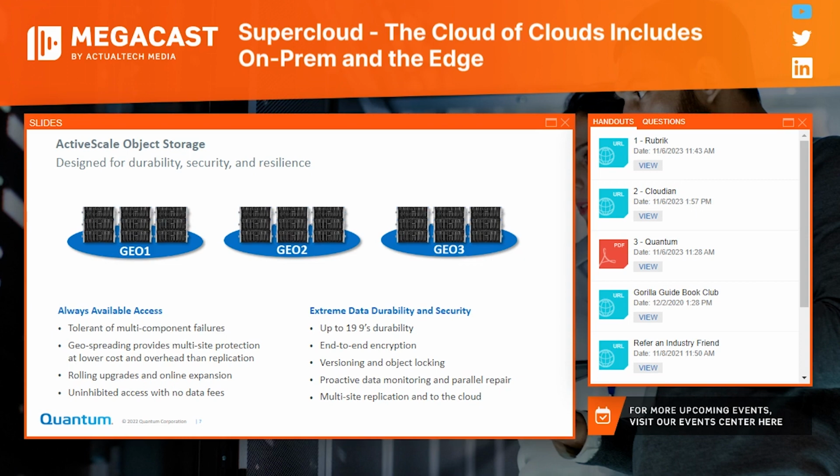It's built to withstand multi-component failures. You can deploy this in a single site, but you can also deploy it across multiple sites, and that provides lower cost and overhead than a replicated system, and it protects you from multi-site failures as well. And so this is a really good solution to reduce the overall risk to your data and the access to your data by deploying it across multiple sites.